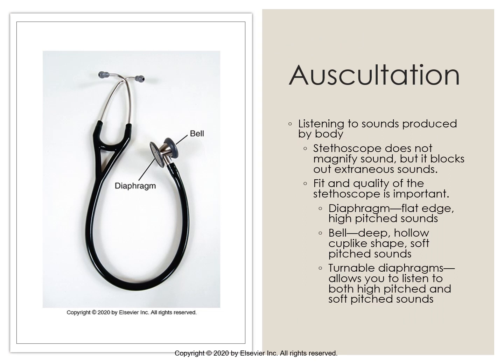Auscultation allows one to listen to sounds produced by the body. A stethoscope does not magnify sounds, but it does block out extraneous sounds. The fit and quality of the stethoscope is very important. The stethoscope contains a diaphragm that allows you to hear high-pitched sounds and a bell that allows you to hear soft-pitched sounds. Depending on the type of stethoscope you may have, most have a turnable diaphragm that allows you to listen to both high-pitched and soft-pitched sounds. It is also important to have the earpieces facing forward. We will learn more about the stethoscope in practice in lab.